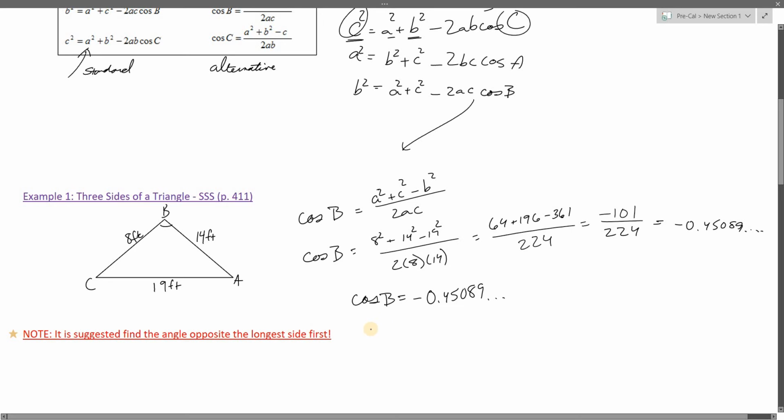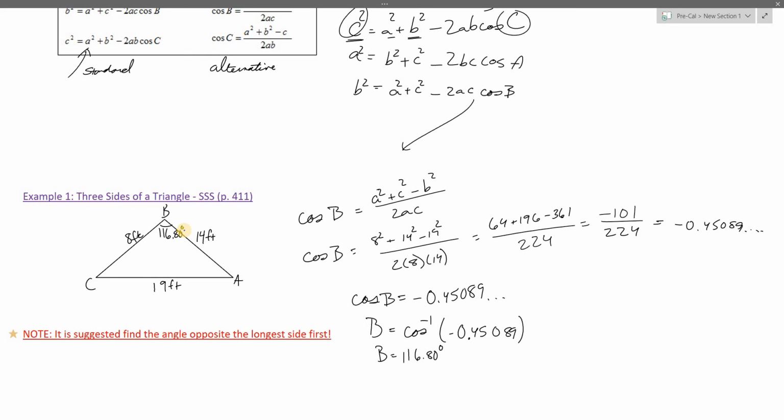So in this case, we would take B and we would say inverse cosine of that negative 0.45089, and we'll hit this inverse button. This is the second function of cosine, and you will get that B is equal to 116.80 degrees. So I can go over here to my triangle and write 116.80 degrees as my angle B. So we're doing what we've already done. Now we have all the information we need to do further.